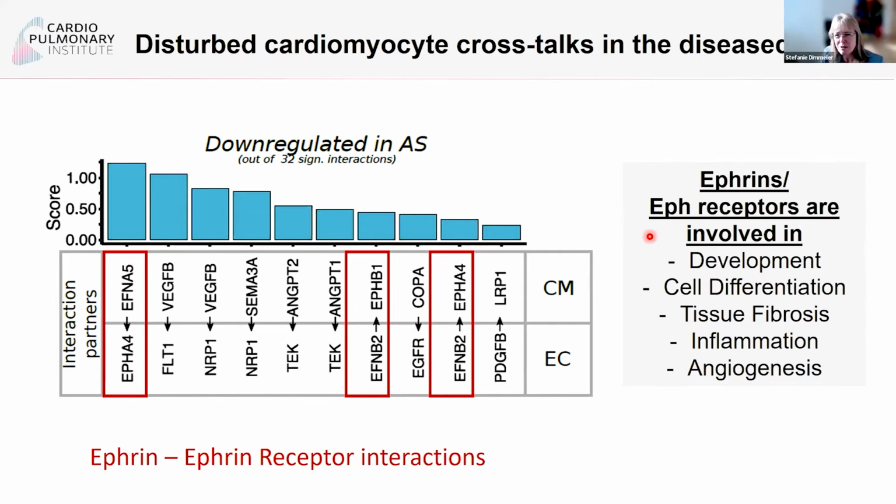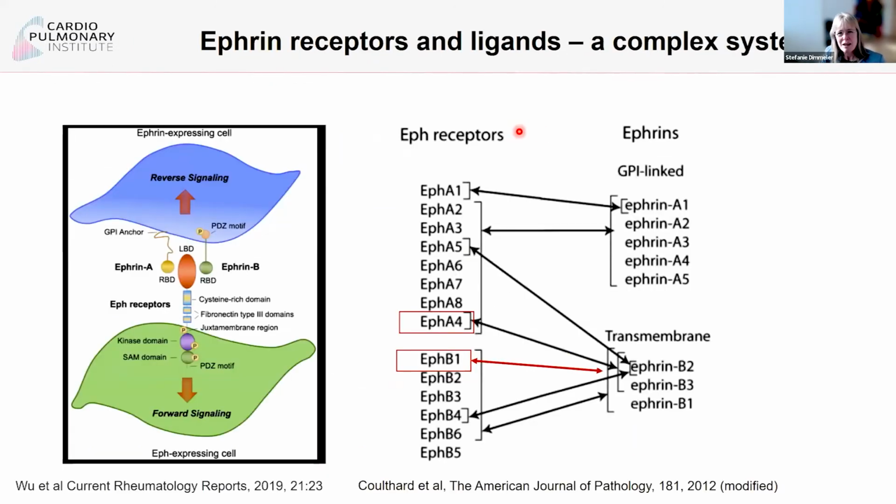Ephrins and Ephrin receptors are very important in development, cell differentiation, tissue fibrosis, inflammation, and angiogenesis. And they come in many flavors, and there are many receptors. You see here, these are the Ephrin receptors known in humans. Here the Ephrin ligands, so these are the ones which activate the receptors, also several paths, and they can crosstalk to another.